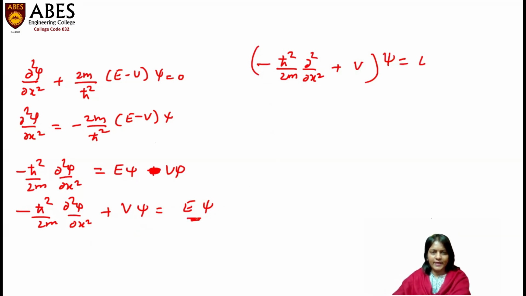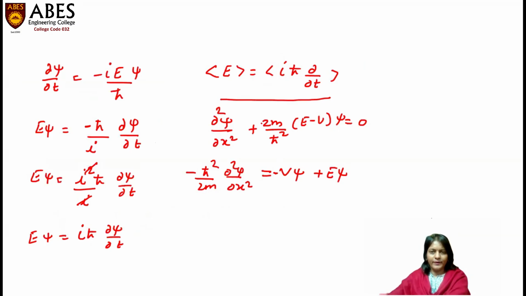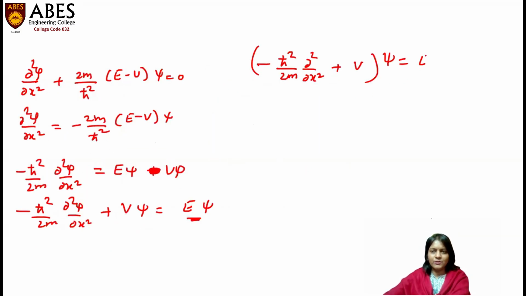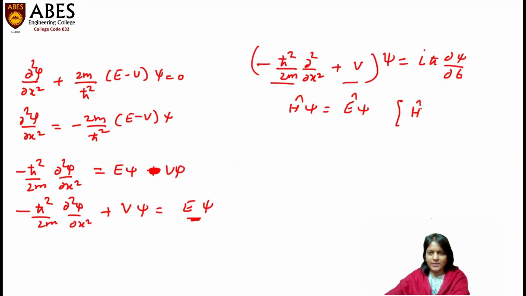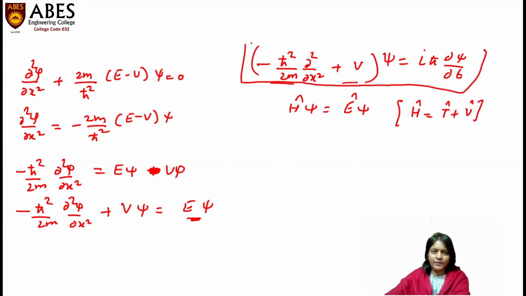In place of E psi, I will keep the value of the operator. E psi is i h cross del psi over del t. And this is called the Hamiltonian, which is the sum of kinetic energy plus potential energy. This is the form of the Schrodinger time dependent equation. This is the time dependent Schrodinger equation.